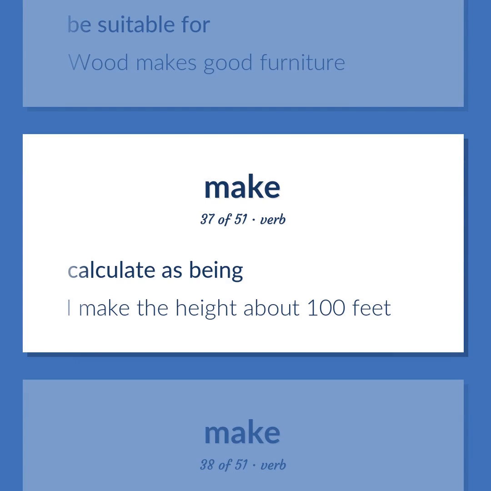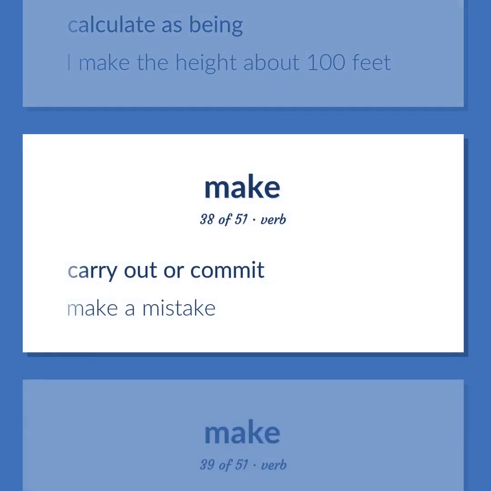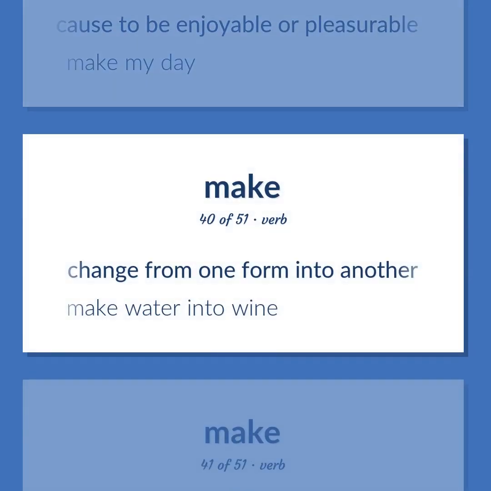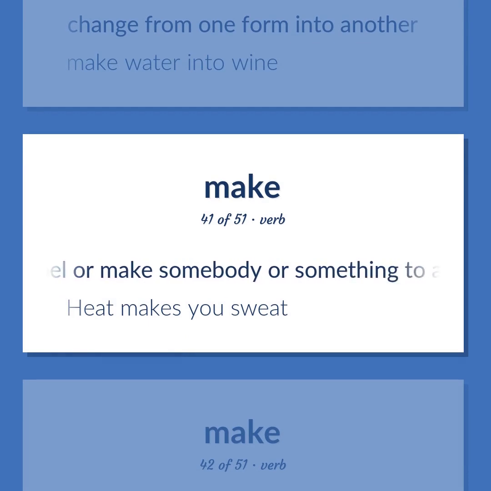Calculate as being. I make the height about 100 feet. Carry out or commit. Make a mistake. Cause to be enjoyable or pleasurable. Make my day. Change from one form into another. Make water into wine. Compel or make somebody or something to act in a certain way. Heat makes you sweat.